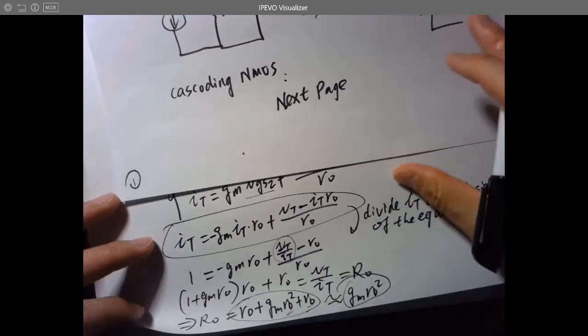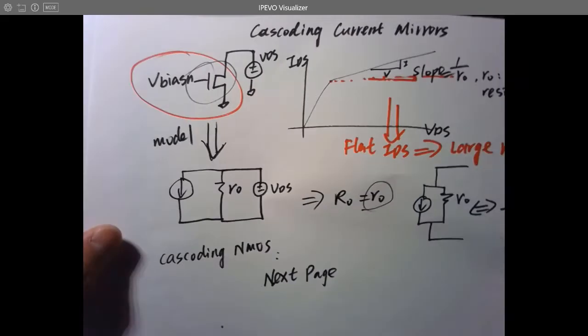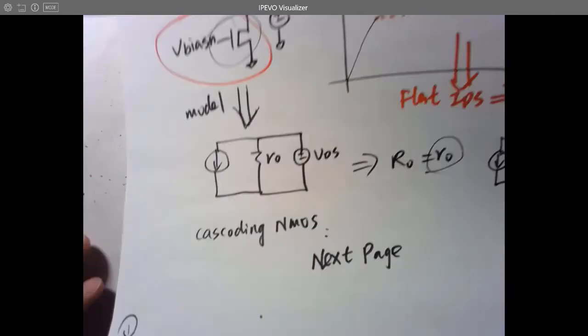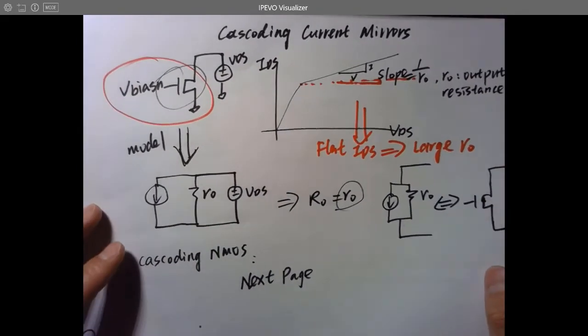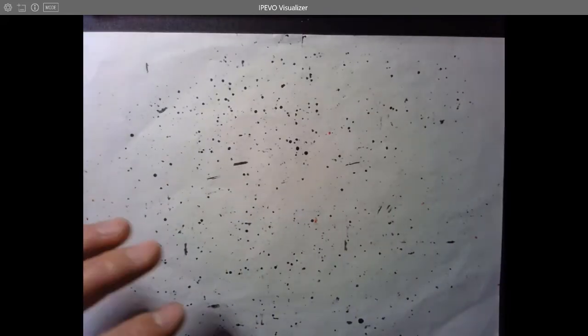So now we know that we want a cascoding structure to increase the output impedance, output resistance, right? So where are we going to use this? You're thinking, hey, I'm going to use it somewhere, right? So where are you going to use it? Let's take a look.